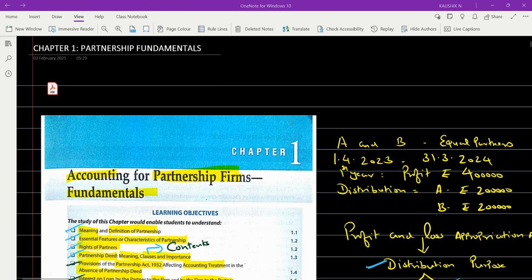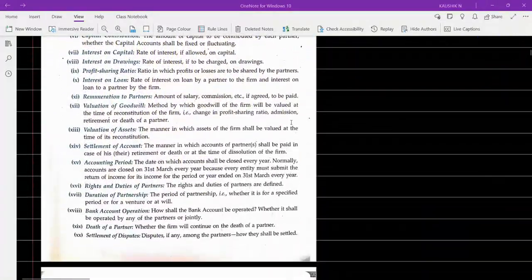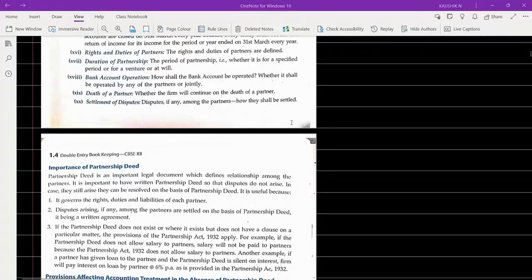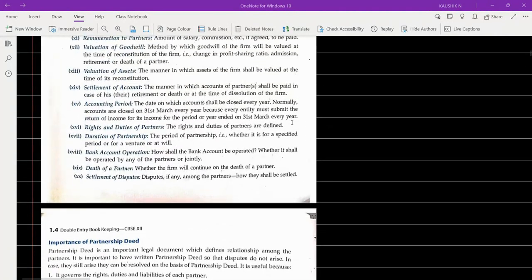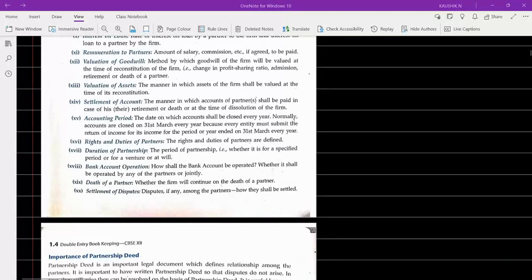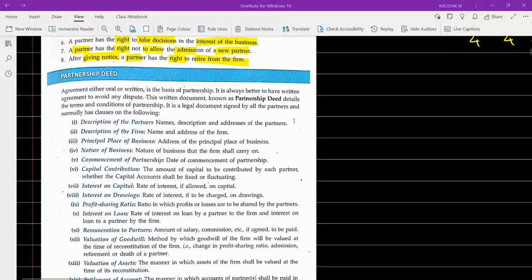Right. So today we are going to discuss the partnership deed, and we are going to go with the concept of provisions of partnership deed. Okay, there are provisions of the Indian Partnership Act 1932. So this is very important.